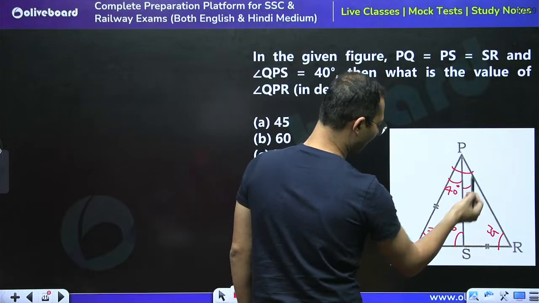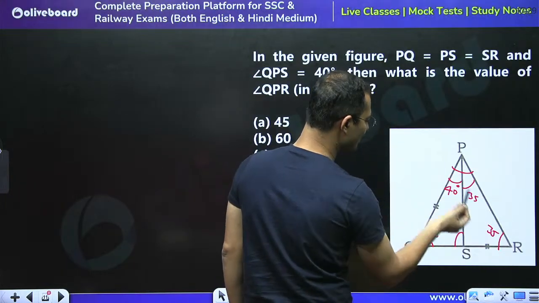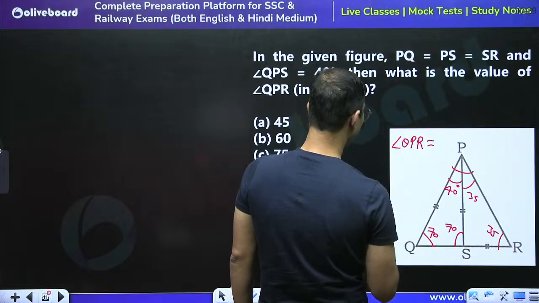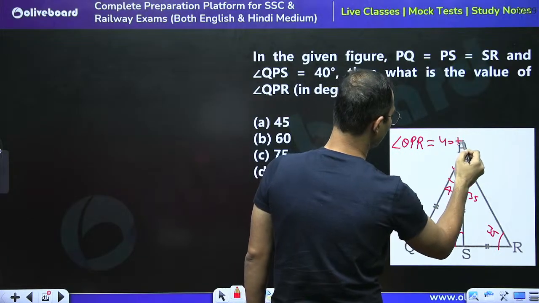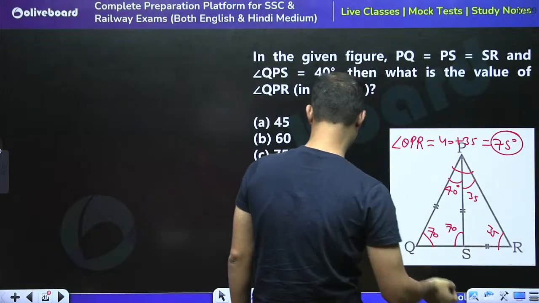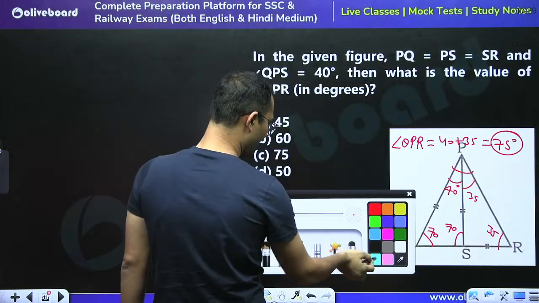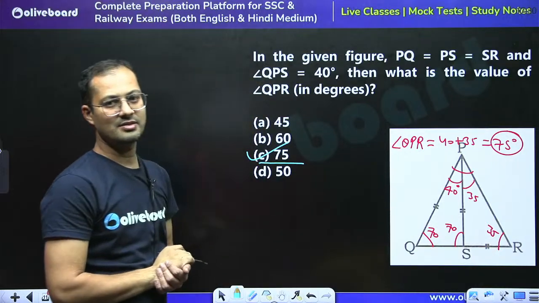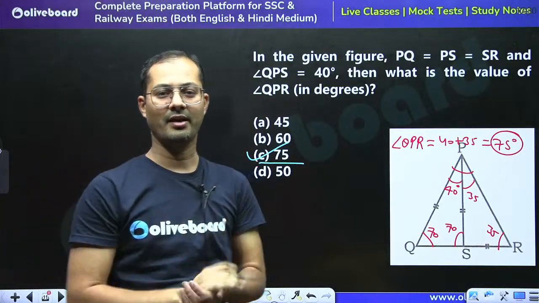So the complete angle QPR is going to be 40 plus 35, that is 75 degrees. So 75 degrees is the right answer. Option C is the right answer.